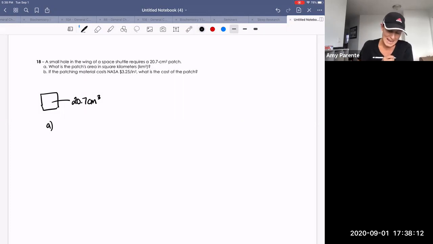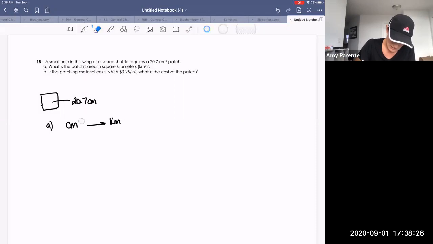So in part A, it says, what's the patch's area in square kilometers? So when I make a roadmap, I'm going to start with information that I know, and then I'm going to ask, what are the units that I want to get to at the end? And I'm so used to writing volume, I apologize here. These are areas, so they are squares.